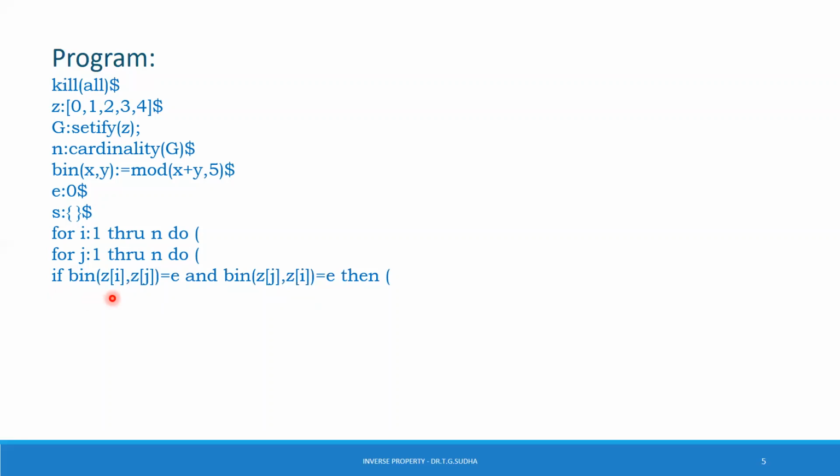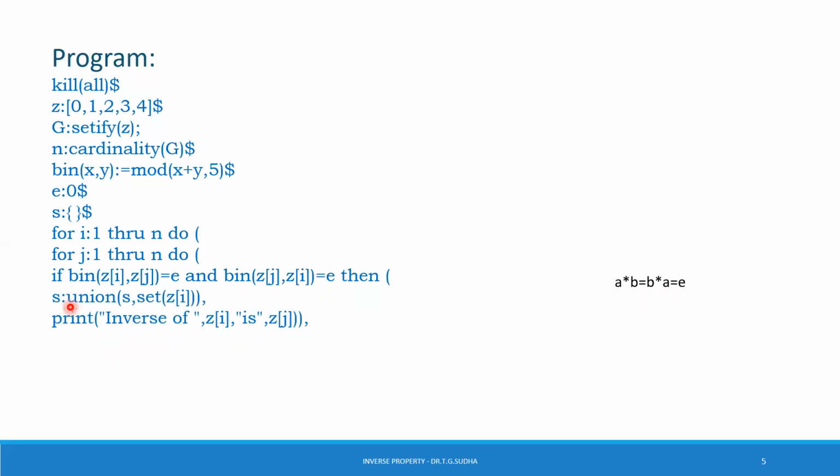Here bin of z of i comma z of j is equal to E, and bin of z of j comma z of i is equal to E. That is, it is similar to A star B is equal to B star A is equal to E. Then A and B are said to be inverse of each other. In a similar way, here we have written it in terms of the defined function bin.